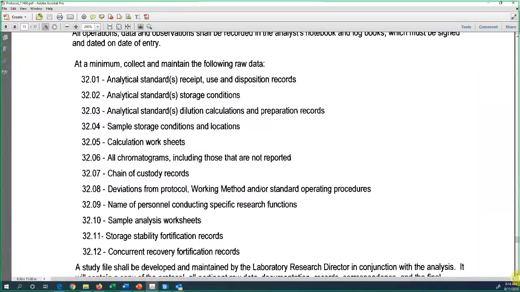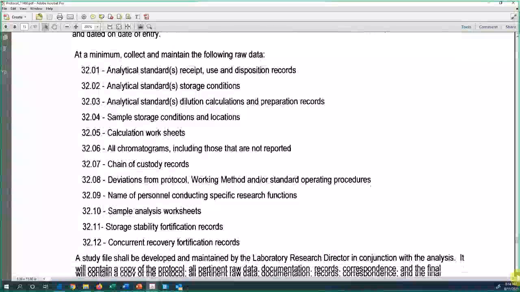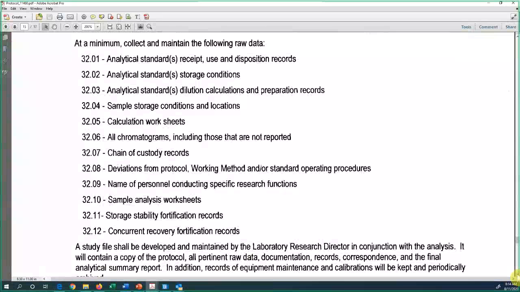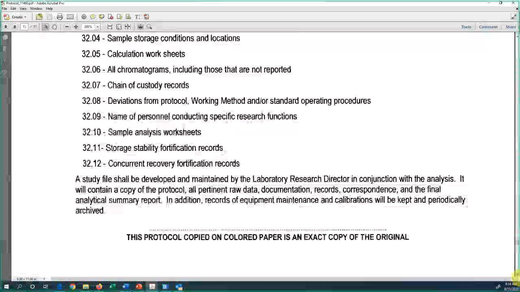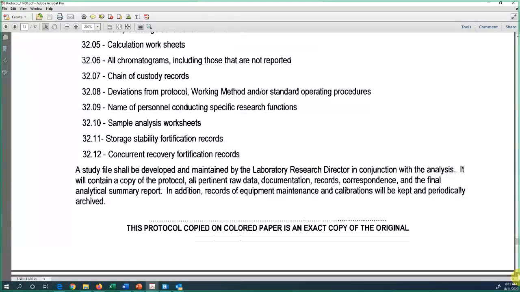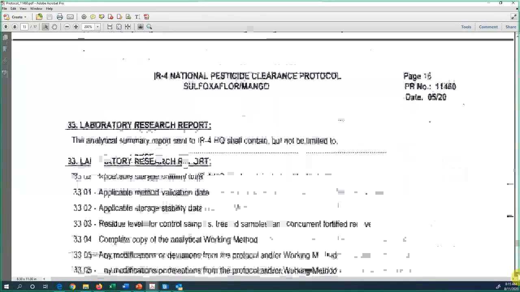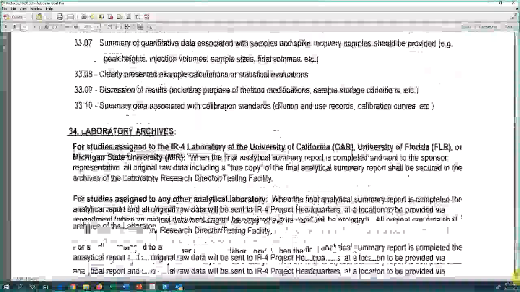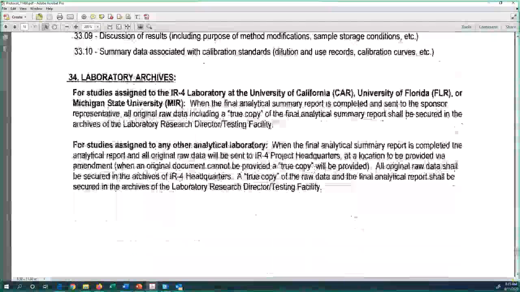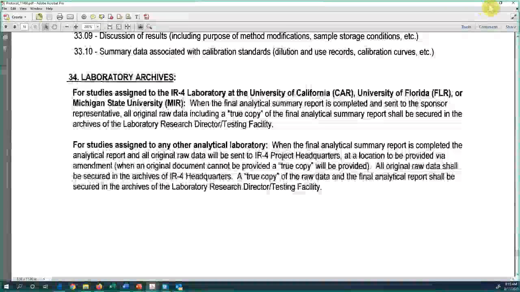Okay. I think we spent about 20 minutes, maybe longer than 20 minutes, talking about the laboratory part of the protocol. And that's what you need to read carefully before you do any analysis. Okay, then when we go through, that's fine. Those are the archives. That's fine. Okay, any questions so far?